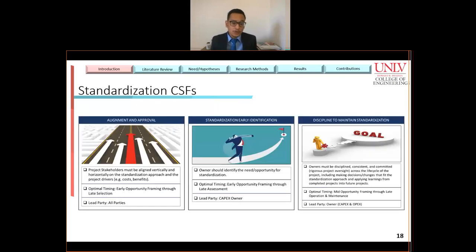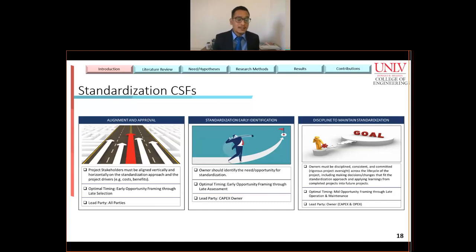CII came up not just with the critical success factors, but also their definitions, optimal timings of implementation, as well as the lead parties responsible for implementing these CSFs. For example, CSF1, alignment and approval, is defined as project stakeholders must be aligned vertically and horizontally on the standardization approach and the project drivers. The optimal timing they have defined is from early opportunity framing through late selection, and the lead parties responsible are all parties, owners, contractors, as well as suppliers and vendors.